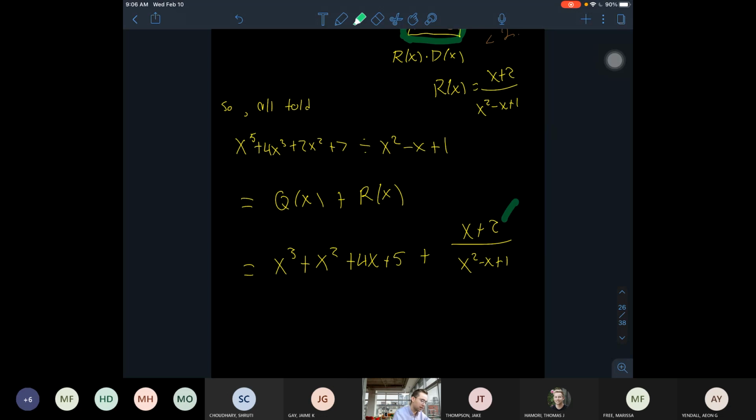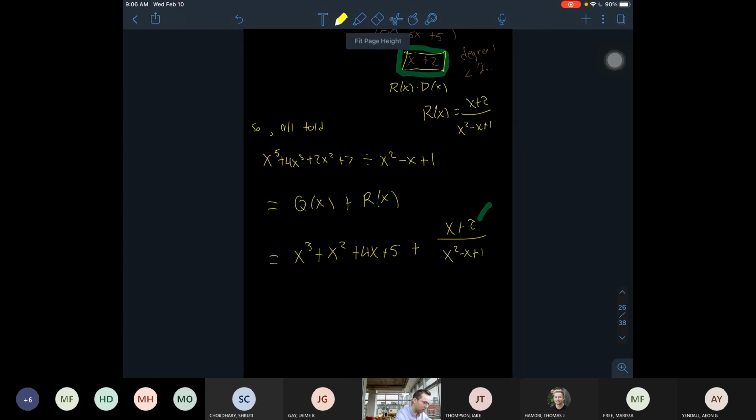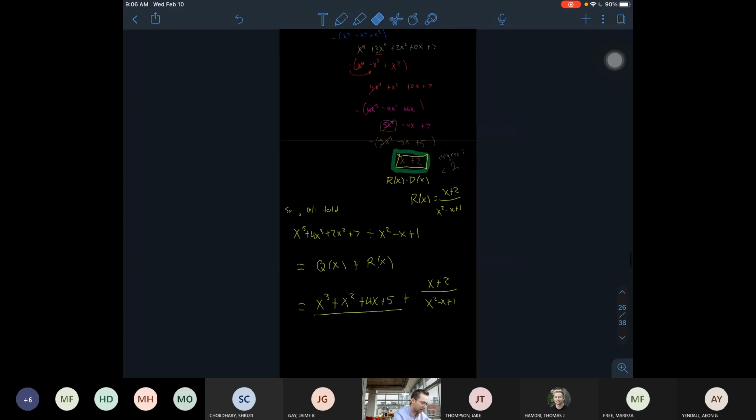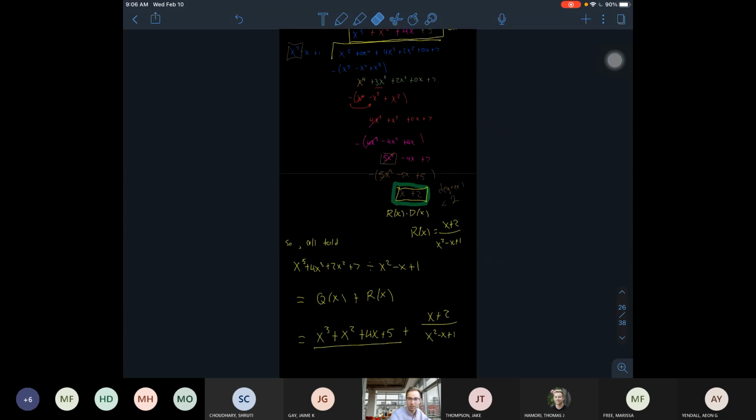But this is a much more simple rational expression than we started with, because our original rational expression was x to the 5th plus 4x cubed plus 2x squared plus 7 divided by x squared minus x plus 1. So I got all of these nice terms out. And then there was really nothing else that I could do, but I still had some terms left over. So I just throw them back out, still with the division sign. Okay. And that is how we do long division.